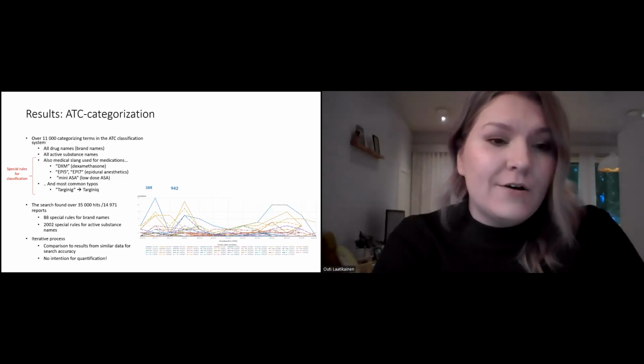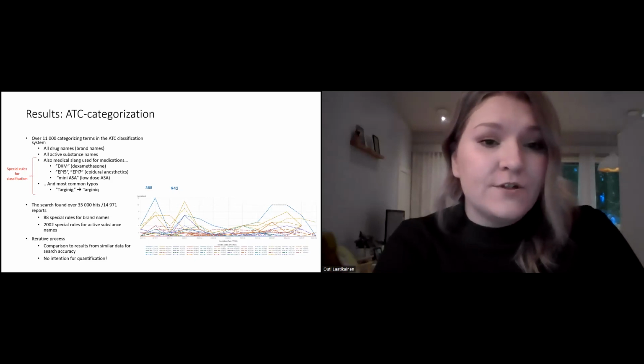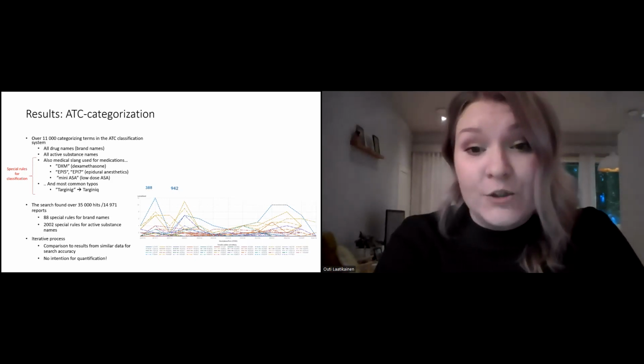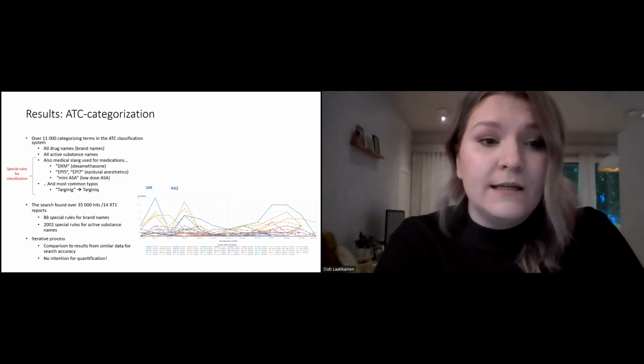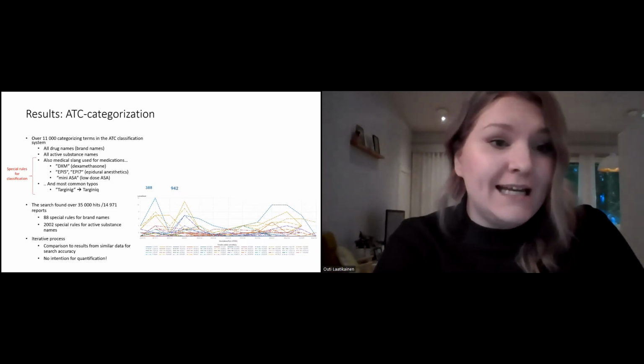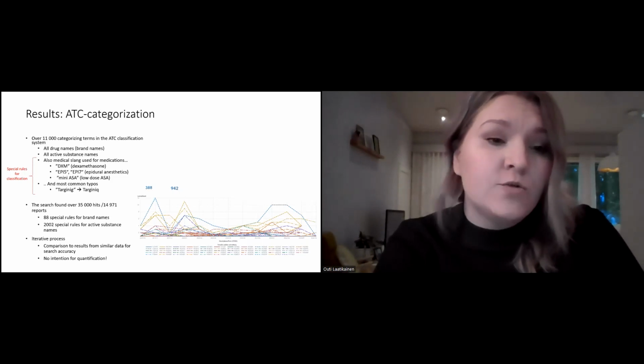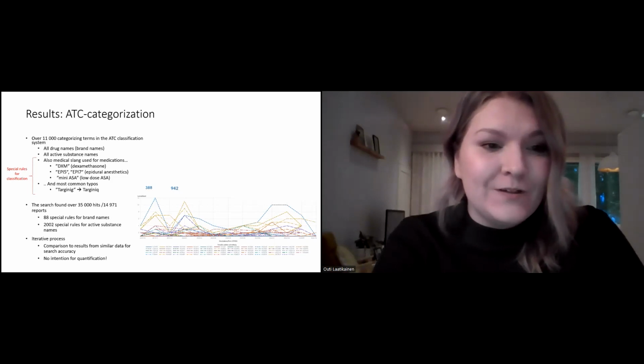So overall, our ATC search found over 35,000 hits from the 15,000 reports. And what we had to do to achieve this, in addition to the 11,000 categorizing terms from the basic ATC classification, was to add 88 special rules for brand names and over 2,000 special rules for active substance names. So doing this to all those individually was quite a lot of work, and Sami really had to pull some stunts here to make it work. So it took a lot more time than we anticipated.